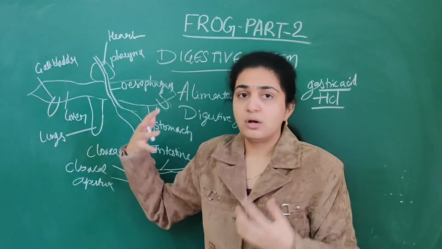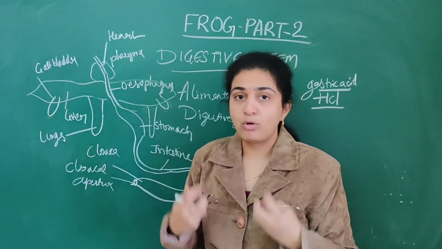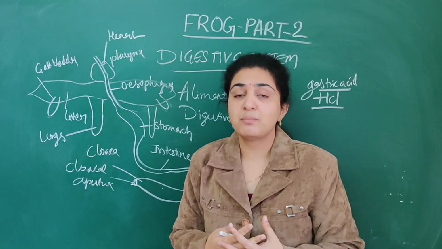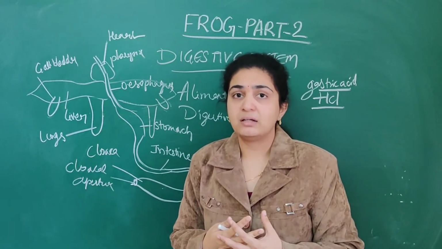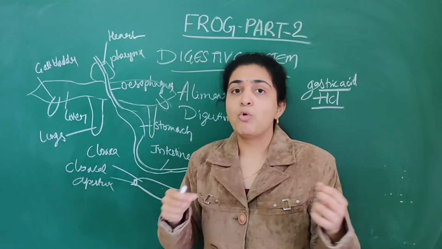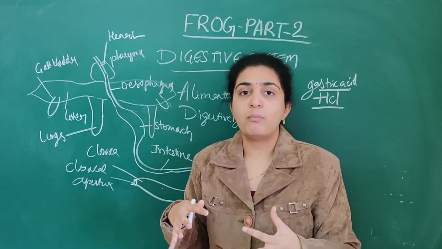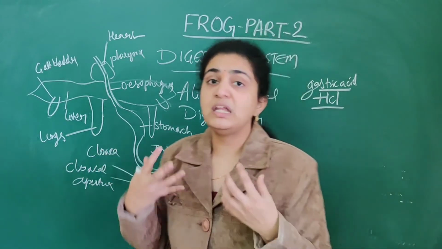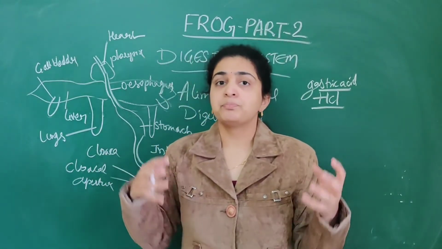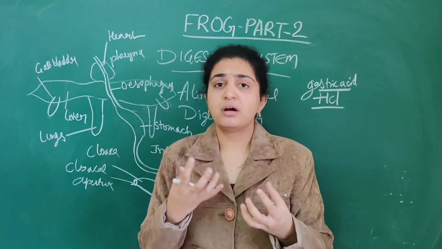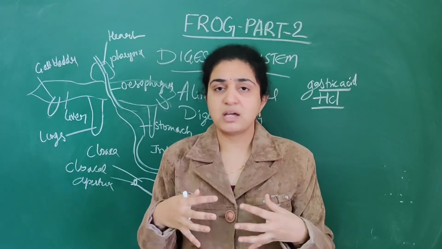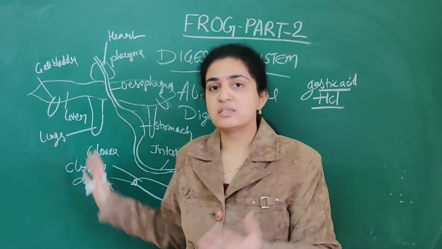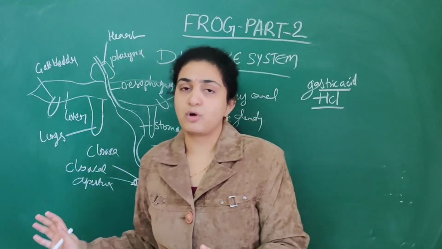Whatever bile is coming out from the gallbladder and the pancreatic juice coming from the pancreatic duct of the pancreas, these both will meet and form the common bile duct. This common bile duct in turn opens into the duodenum of the intestine. So whatever food is required is digested, and the other undigested food is passed out. So this is about the digestive system of the frog.